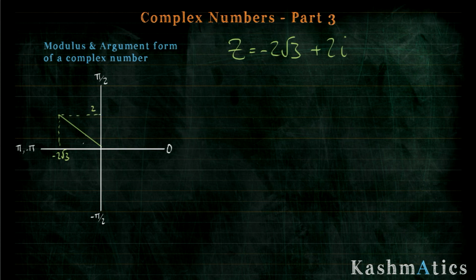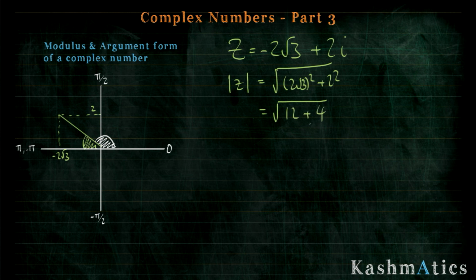So the angle I'm going to work out first is this one here. That isn't the argument. Okay, the argument is actually this angle, this one in white, but I'm going to work out the green angle first. Let's work out what the modulus is. That would be the square root of 2 root 3 squared plus 2 squared, and 2 root 3 squared is 4 times 3, which is 12, plus 4, okay, that gives me 16. So the modulus is 4.